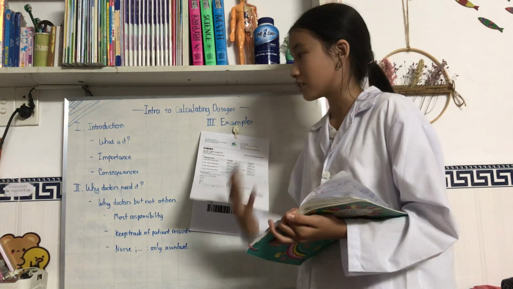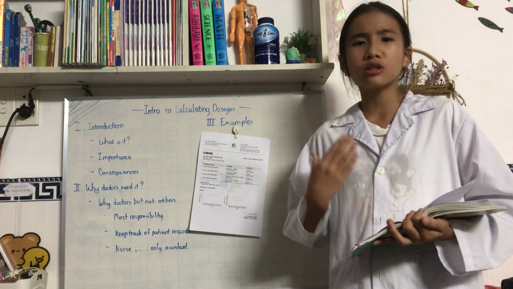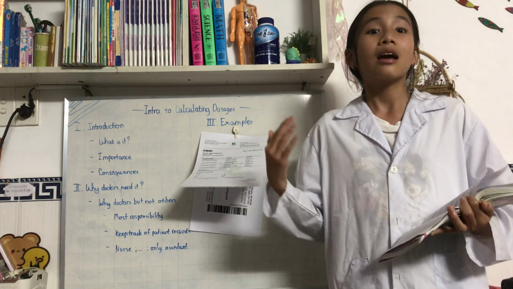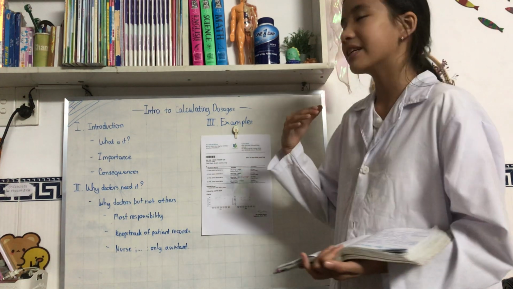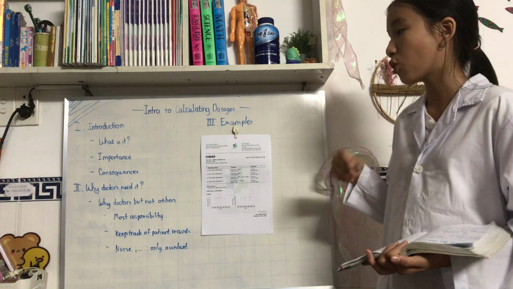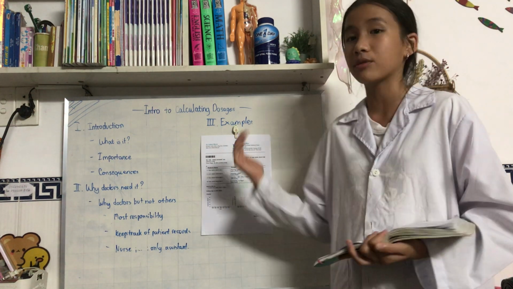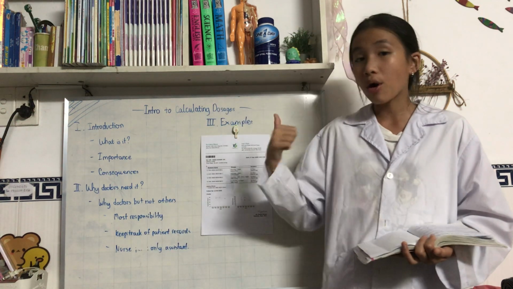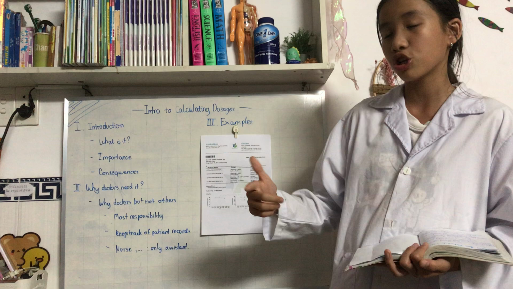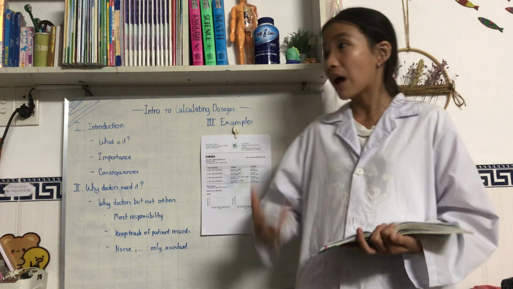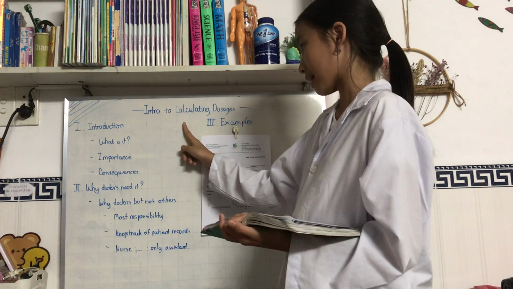Introduction to calculating dosages. Now, what is calculating dosages? Calculating dosages is just basically calculating drugs. And we will need some crucial math skills that will help us in the future. For example, the four basic operations, decimals. We need to have knowledge of decimals, ratios, fractions, and lots more. That is what calculating dosages is.